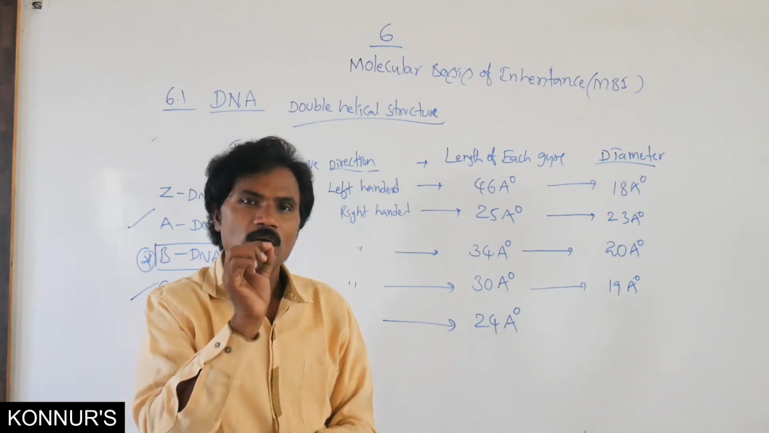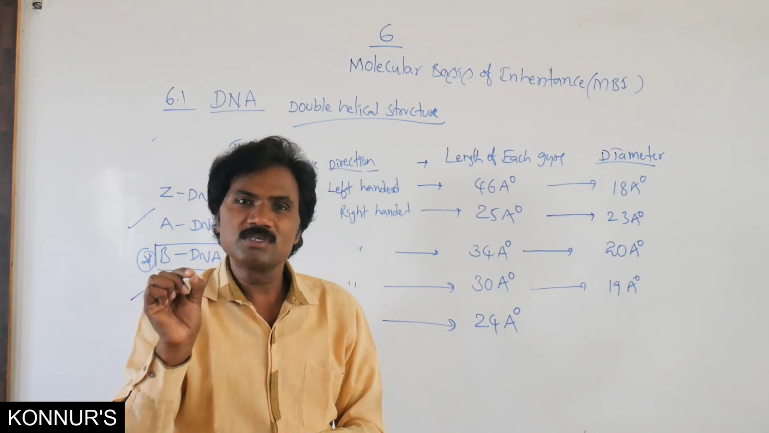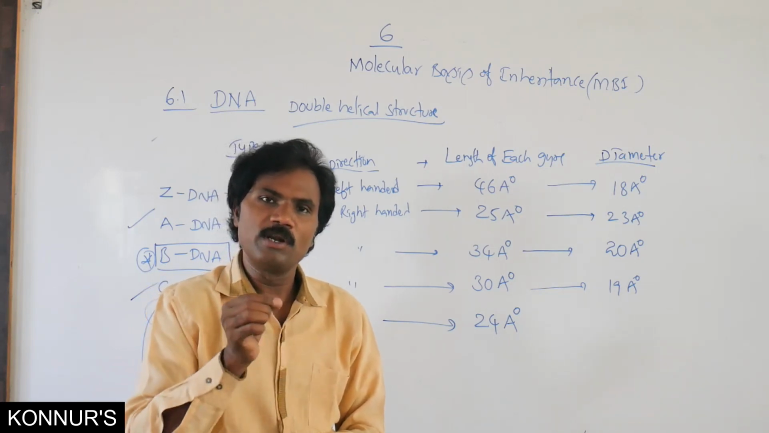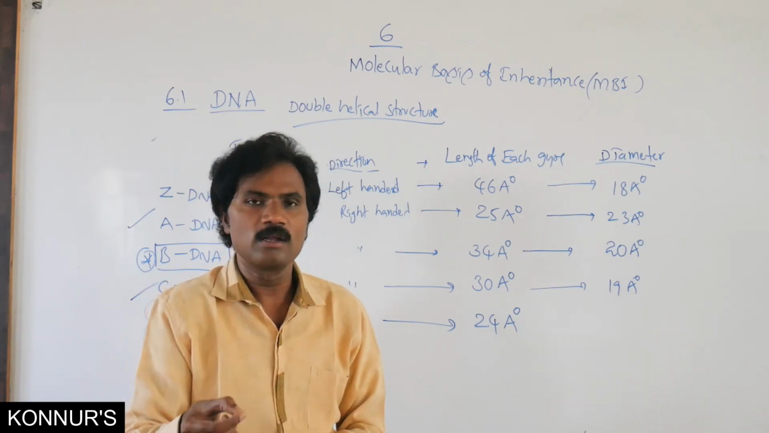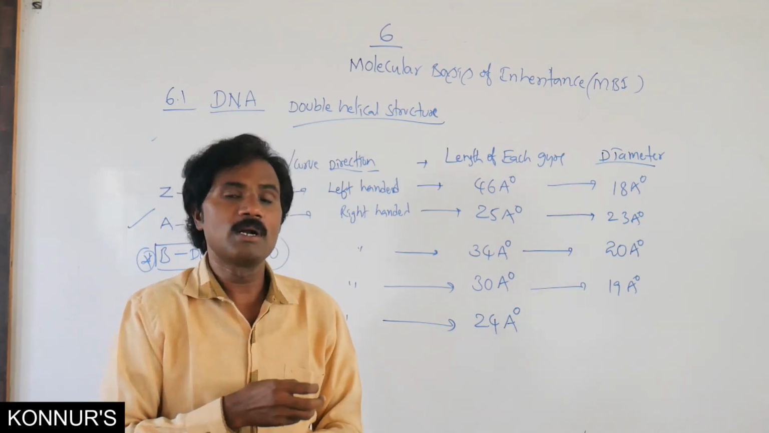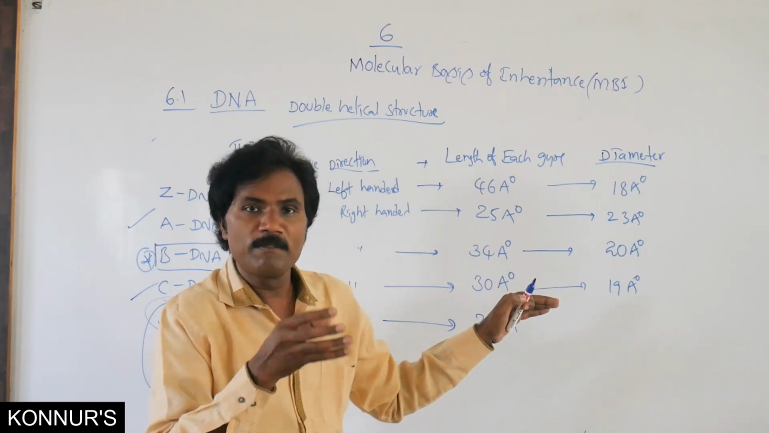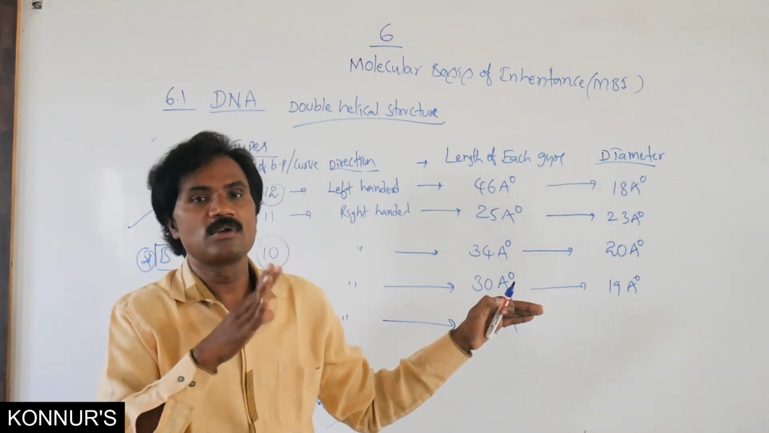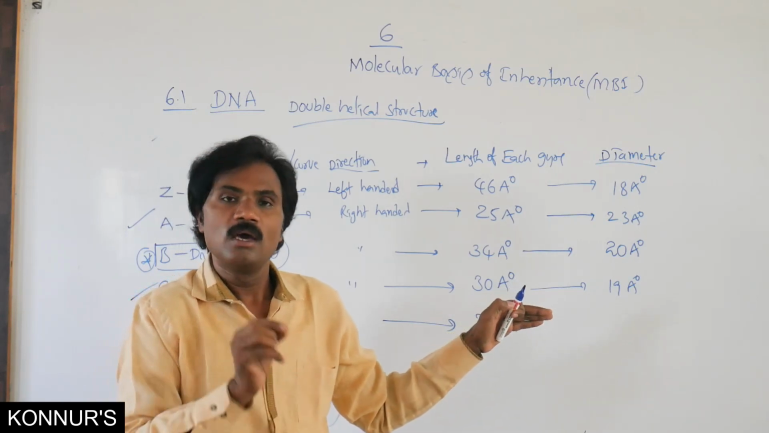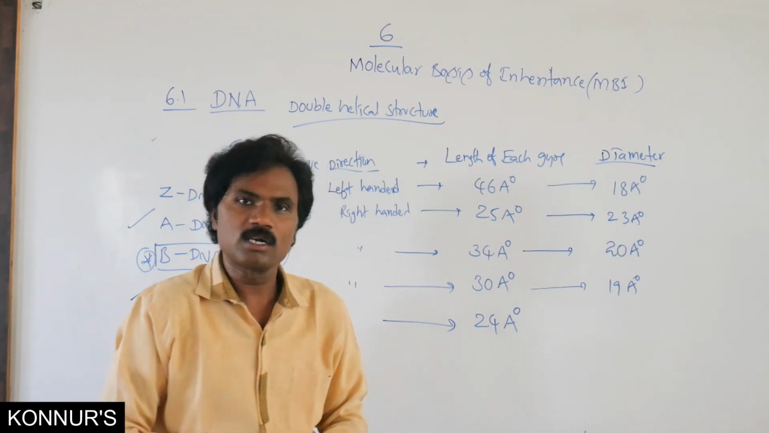Why? Because nitrogen base plus pentose sugar forms a nucleoside. Nitrogen base, pentose sugar along with the phosphate is called a nucleotide. That is important. But if it is a eukaryote, that DNA molecule is combined with histone proteins. That is an octamer: H2A, H2B, H3, H4.